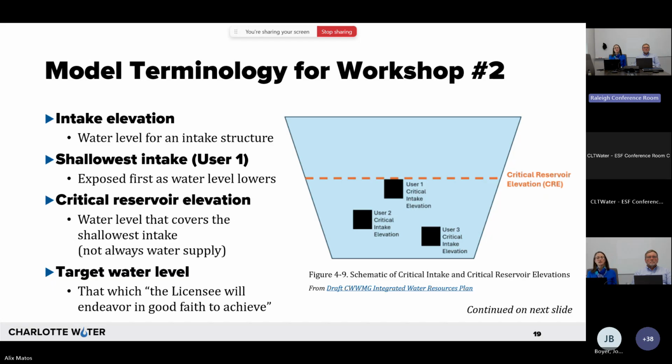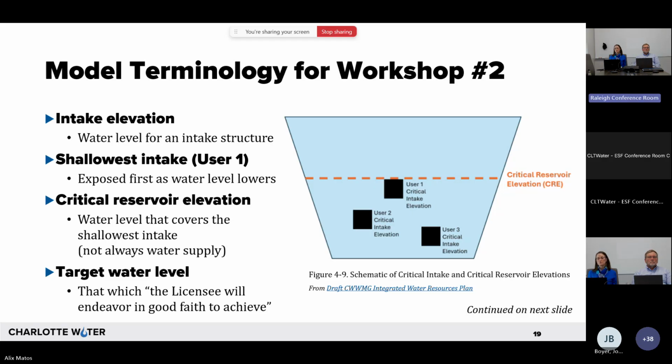Next are the intake elevations. That's just the water level for each individual intake structure. So if you look at the graphic on the right, the deepest intake is the one that's along the bottom of the reservoir. The shallowest intake is the one that would be exposed first as the water level declines. Then the critical reservoir elevation is the water level that covers that shallowest intake.